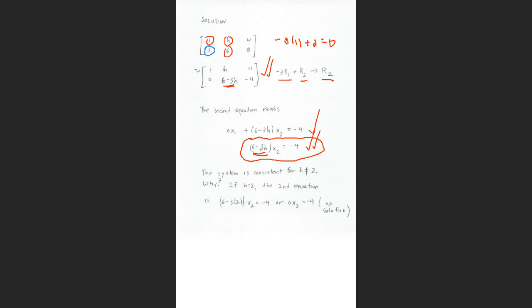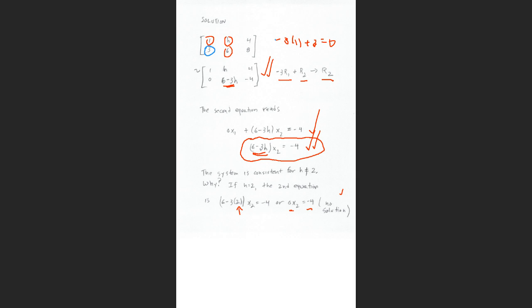And I heard some good answers here. Actually, hold that thought. So the system is consistent when h is not equal to 2. Why is that? Because if h were equal to 2, then the second equation would read, you put 2 in for h, you're going to get 0 times x2 equals negative 4, and there's no solution to that. So h can't equal 2.